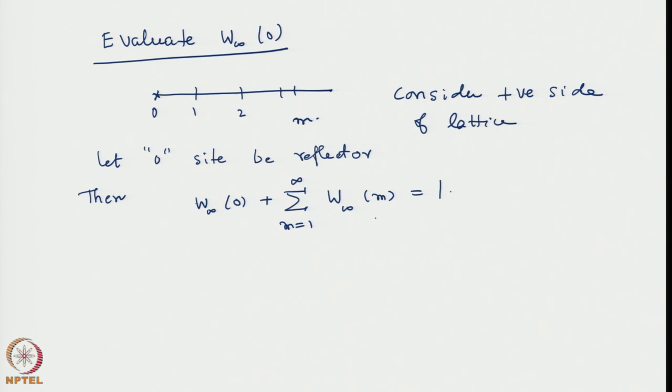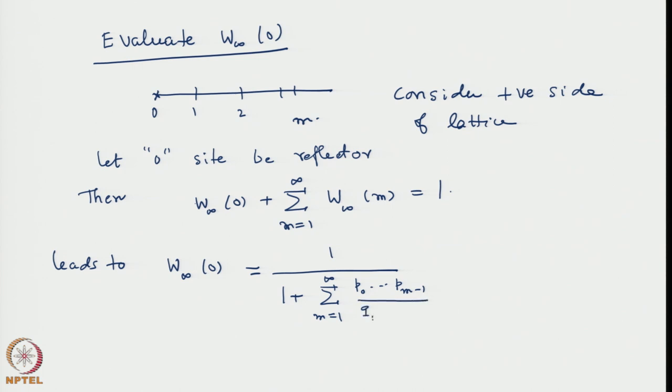So already we have W_infinity(m) expressed via W_infinity(0). So this leads to a solution. W_infinity(0) will be given by 1 over 1 plus the sum over m equal to 1 to infinity of P_0 to P_{m-1} divided by Q_1 to Q_m. So this is now formally the problem is solved. We have evaluated this in terms of the P_0, P's and Q's.